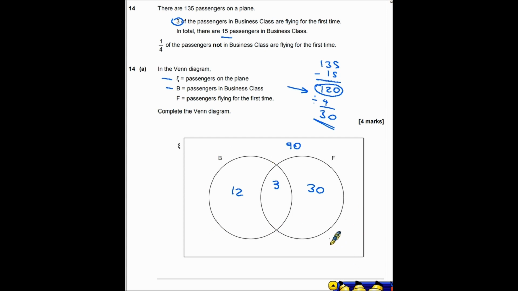We can check this if we add our numbers up. 90 plus 30 is 120, plus 3 is 123, plus 12 is 135. So we have accounted for all our passengers.